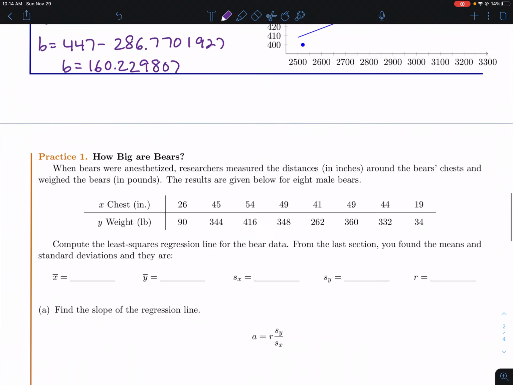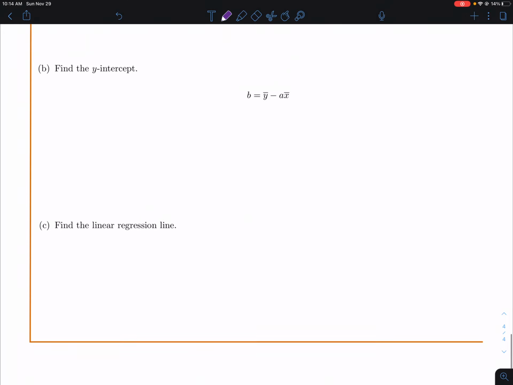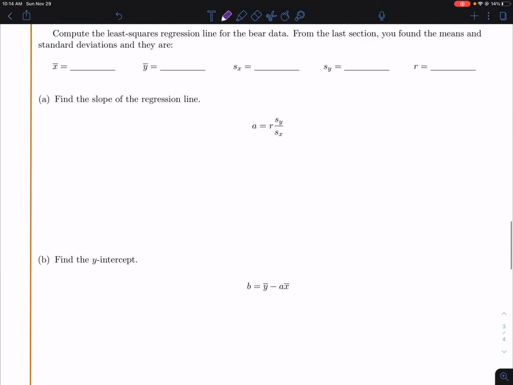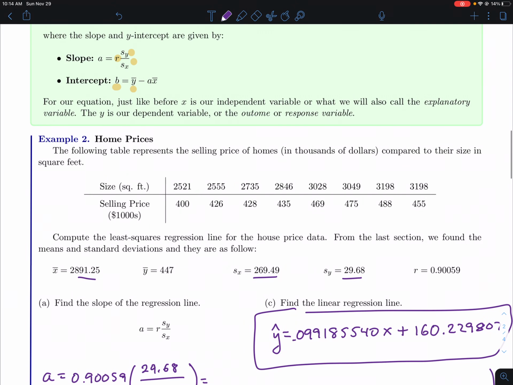At this point, go ahead and work on practice 1 and practice 2, which is the same data you've been working on. Then we'll call it quits for the day, and we'll finish up the last sections on Thursday. So good job.